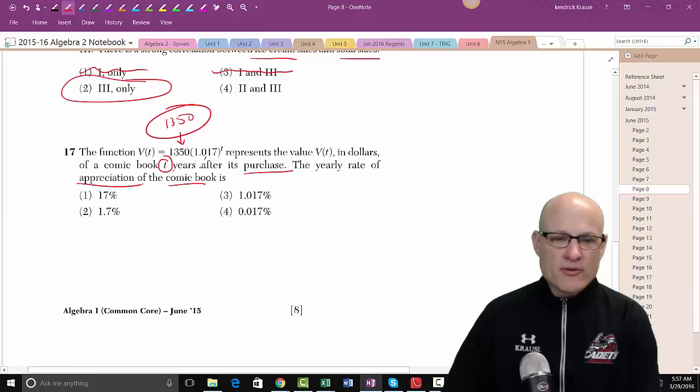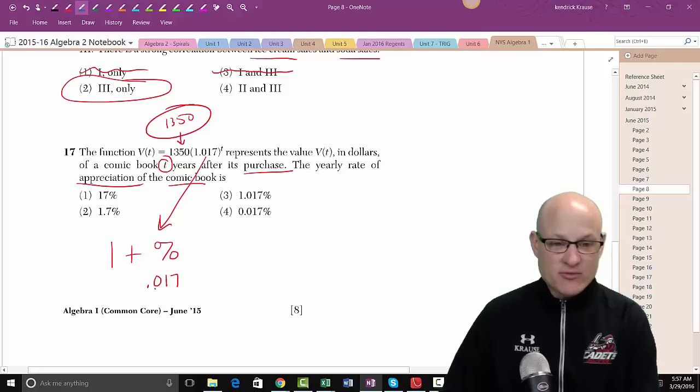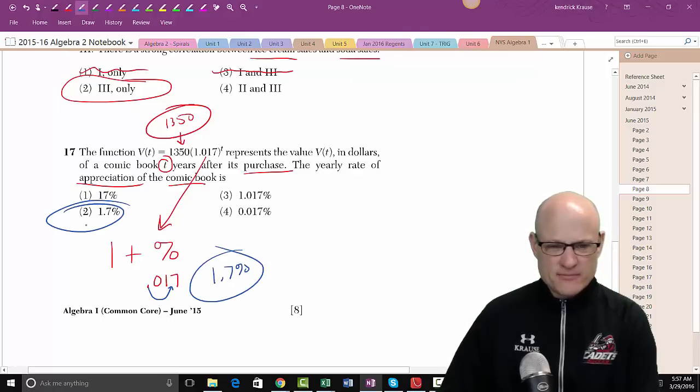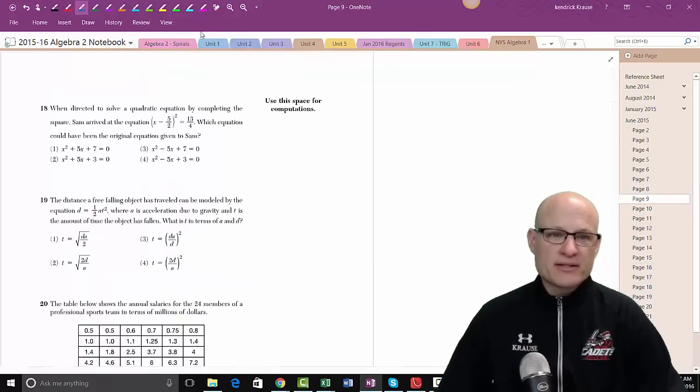And here, remember, this is the increase in rate. So it's 1 plus the percentage. The percentage in this case is 0.017. If you remember correctly, this is the decimal. To find an actual percentage, I move the decimal twice. So this is 1.7%. Tough question, I think. Not bad, but kind of a tough question.